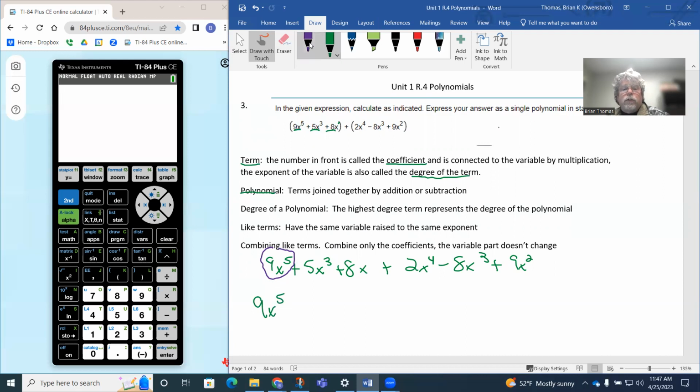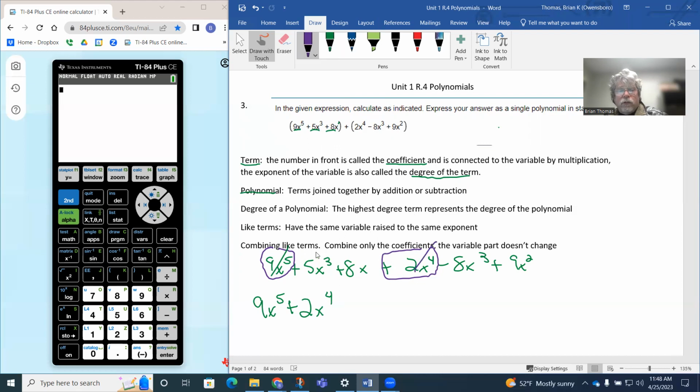So we're done with this one. Then I look for the next degree term, which is a 4. Notice that there is a positive 2x to the fourth, but I don't see any other ones. Since it's a positive 2x to the fourth, it's going to come down as a plus 2x to the fourth. When I do terms, I include the operation with it. That helps me identify its sign. So we're done with that one.